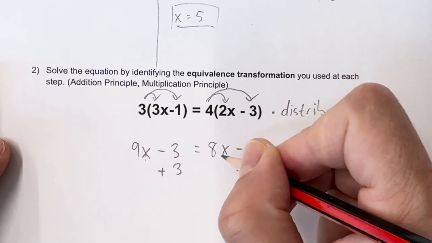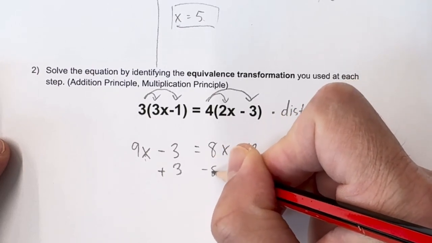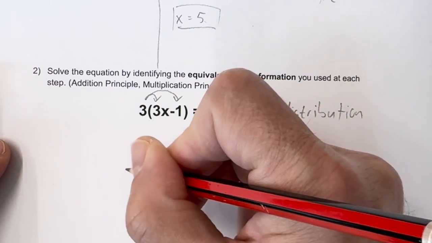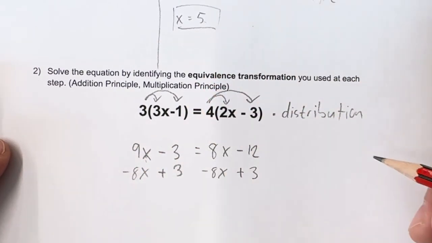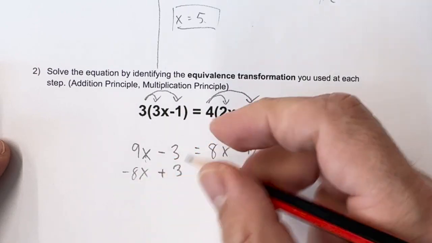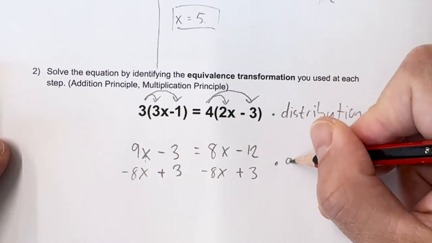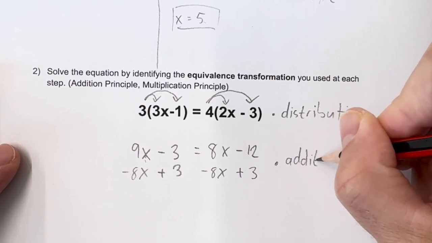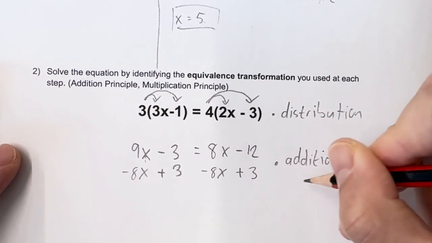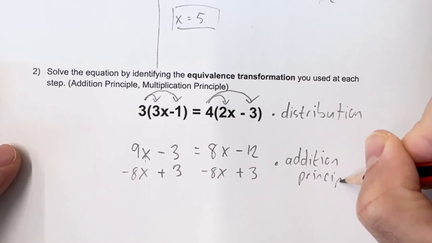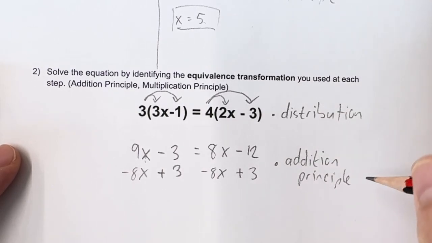So the opposite of plus 8x is minus 8x. And if I do it to one side, I must do it to the other side, okay? And all I did here was use the addition principle. Okay, here we go.